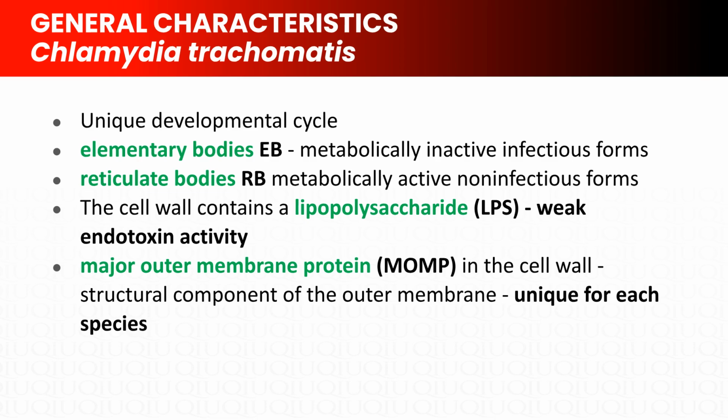For Chlamydia trachomatis specifically, different serovars are associated with different disease manifestations. Serovars A through C cause trachoma, a chronic eye infection that's a leading cause of preventable blindness in developing countries. Serovars D through K, which are what we're focusing on today, cause urogenital infections and conjunctivitis. Serovars L1, L2, and L3 cause lymphogranuloma venereum, a more invasive sexually transmitted infection with different clinical characteristics.